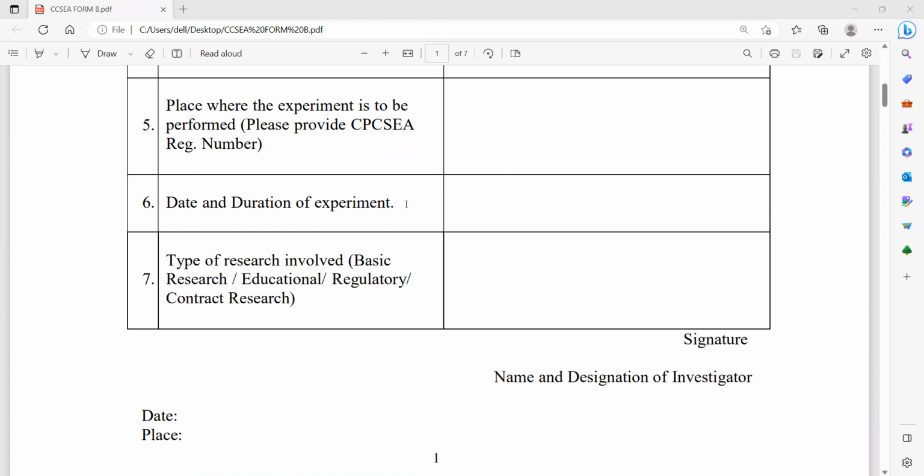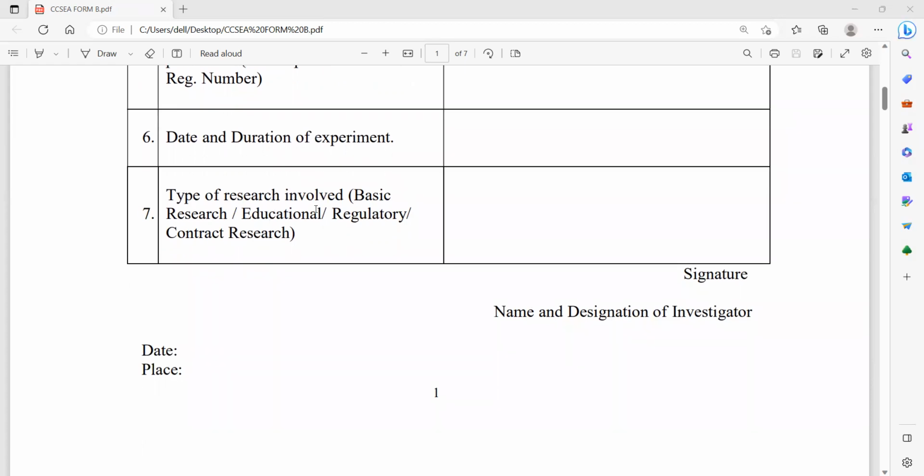Then date and duration of experiment. So date indicates the commencement of the experiment, from which date you are going to start your experiment, and for how much period or duration the experiment is going to run, that you have to indicate here. Suppose it may be 6 months, it may be 1 month, it may be 1 year. So depending on the duration, you can write here.